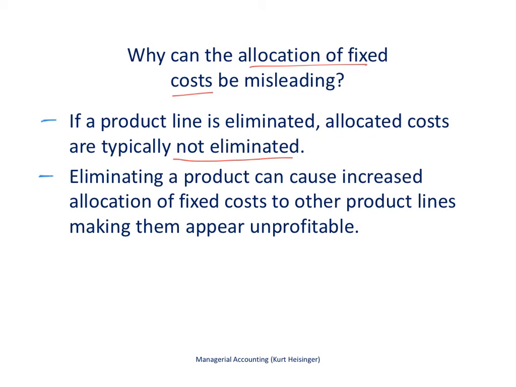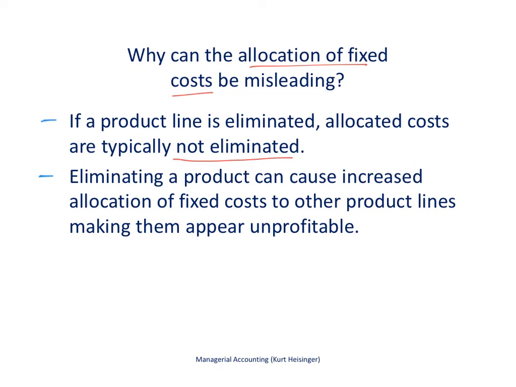So if you go back a few slides, you'll see that it looked like our charcoal barbecue profit was actually a loss of $8,000. But when we eliminated that product line in alternative 2 in the previous slides, the allocated fixed cost just simply got reallocated elsewhere. So it really didn't help us. In fact, it hurt us to eliminate the charcoal barbecue product line.